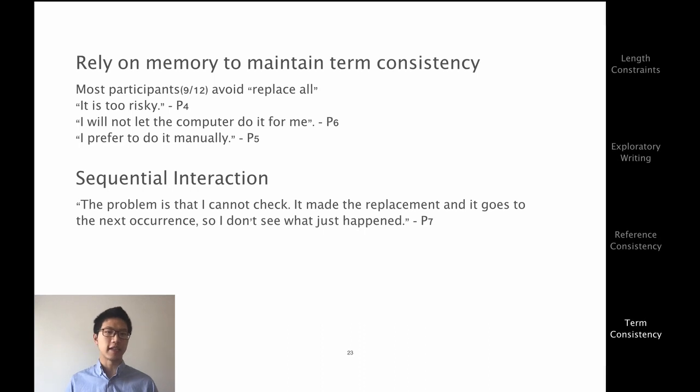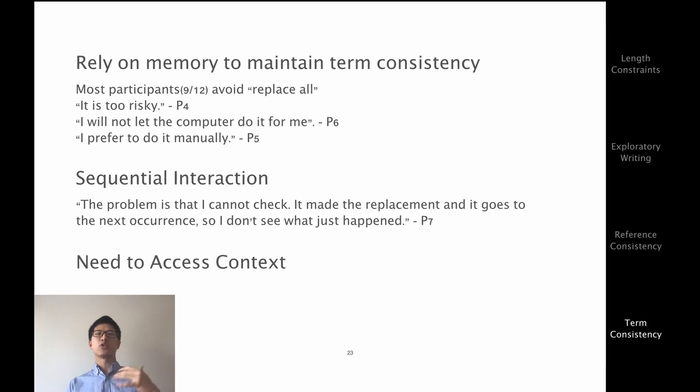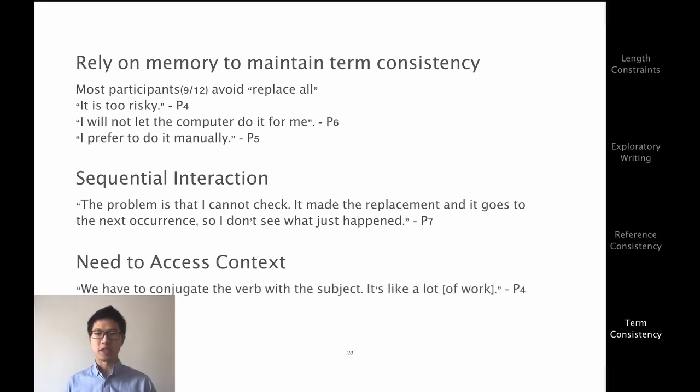As P7 said, the problem is that we cannot check. It made a replacement and it goes to the next occurrence, so I don't see what just happened. Another thing we find is that participants need to access context. As P4 said, we have to conjugate a verb with a subject. It's like a lot of work.